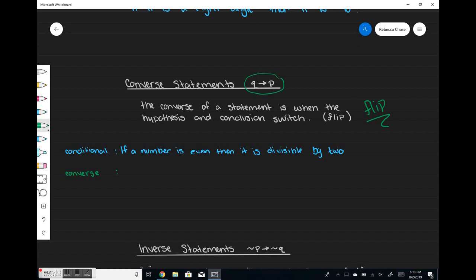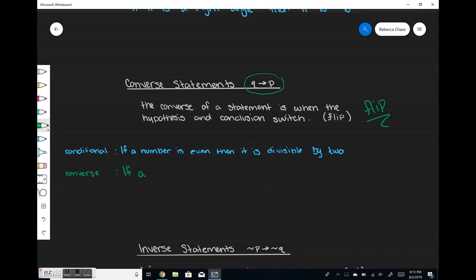And then if you look up here, like I said before, it would always be in terms of P's and Q's. So the conditional statement was P to Q. This one's Q to P. So all you're going to do is you're going to take the sentence, and the if part you're going to put at the end, and the then part you're going to put at the beginning. So it says if a number is even, then it is divisible by 2.